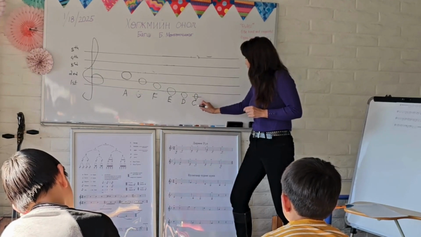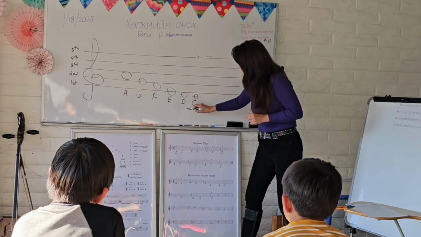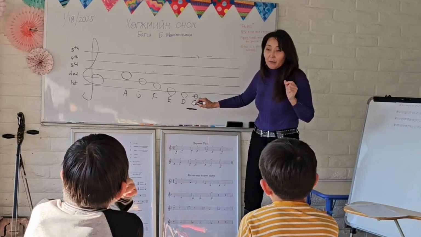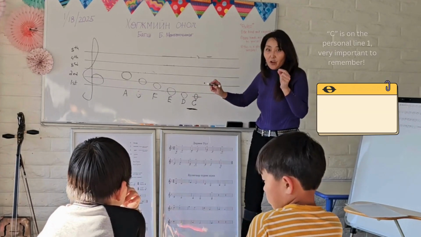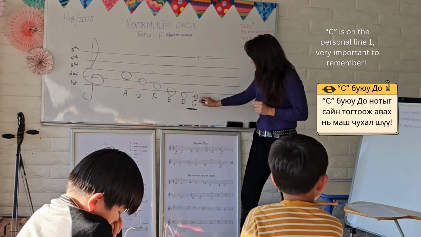C. Okay, pay attention to the C. This C is very, very important, especially if we go back to learning Mongolian. Do, re, mi, fa.